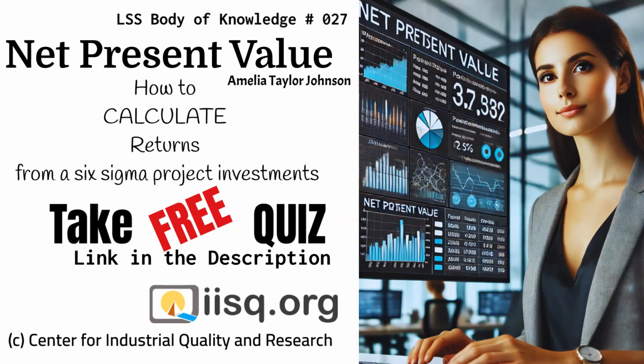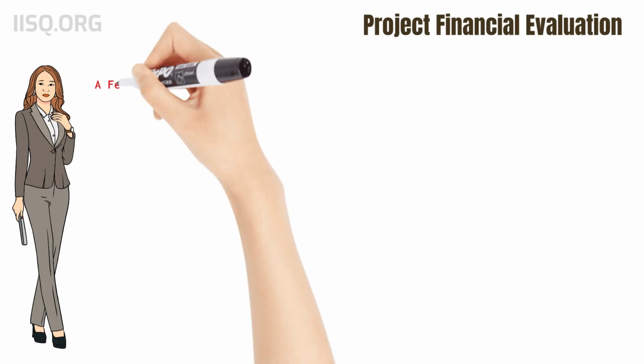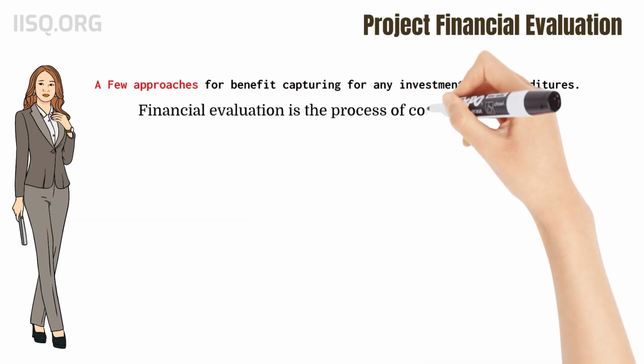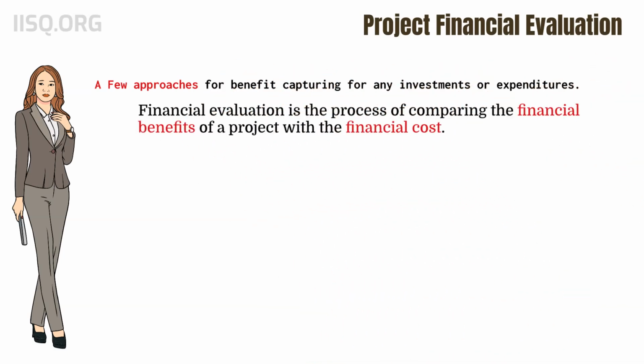Project Financial Evaluation. How to calculate returns from Six Sigma project investments. Here in this lesson, we shall discuss a few very widely used financial approaches for benefit capturing for any investments or expenditures. Financial evaluation is the process of comparing the financial benefits of a project with the financial cost. There are many concepts of analyzing this aspect.